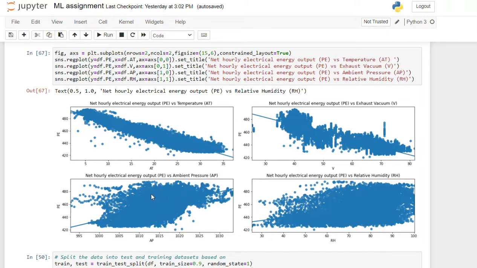So probably just using ambient pressure to predict energy output will not give us very high accuracy. And it's even worse for relative humidity because you can see that there's obviously some positive relationship here between relative humidity and power output, but there's a huge spread here. So the relationship is not perfectly linear, and on its own, it will probably not be a very good predictor of power output.